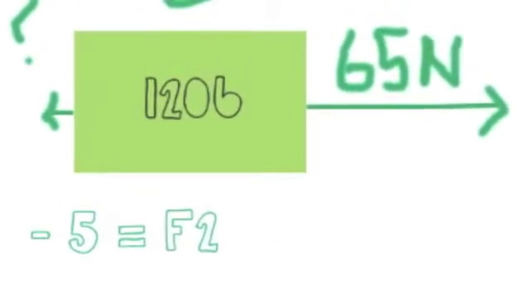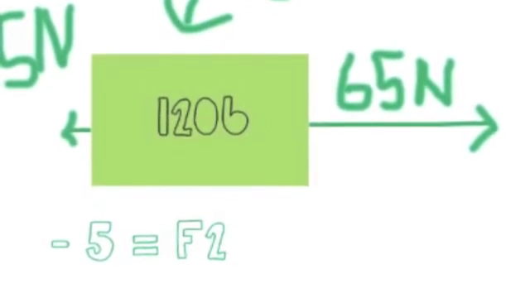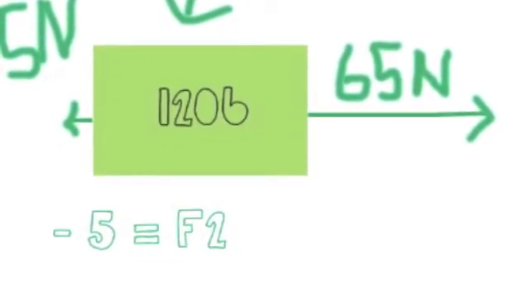Now in this example, the forces are unbalanced because the train is still able to go at a fast speed, accelerating.